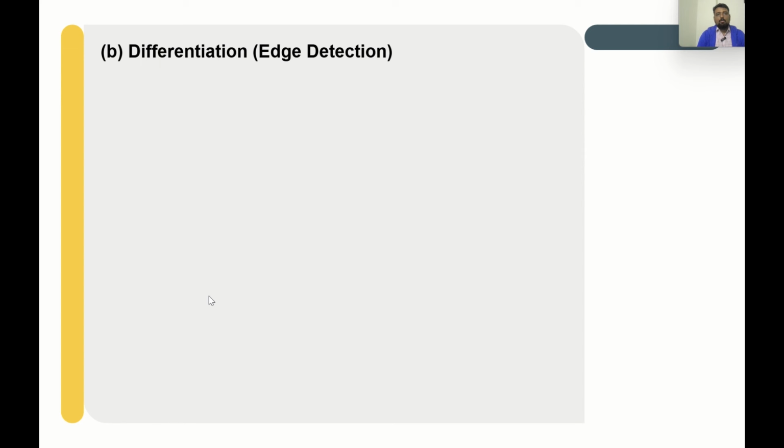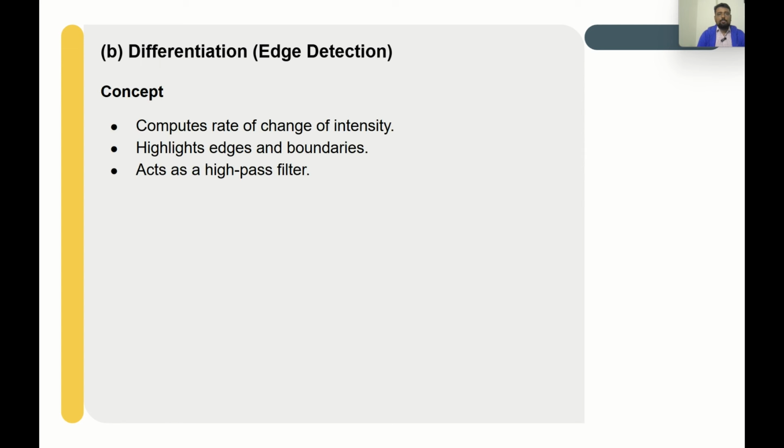Now we'll go for differentiation and edge detection. What is the concept behind this? It computes the rate of change of intensity that I was talking about initially, and it highlights edges and boundaries, and it acts as a high pass filter. So whatever was happening before in the case of integration, what was happening?